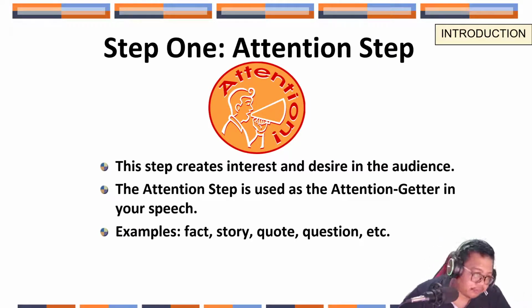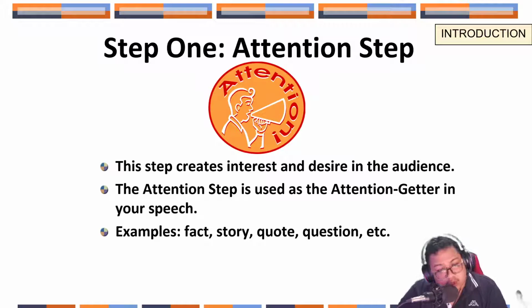All right. So the first one, attention step. Step 1, attention step. This step creates interest and desire in the audience. It means that you are trying to make the audience interested in what you are speaking. So, the attention step is used as an attention getter in your speech. Attention getter, still remember that I mentioned in the previous videos? This getter is what you want to grab the audience's interest, make them feel like they want to listen to you, they need to listen to you.